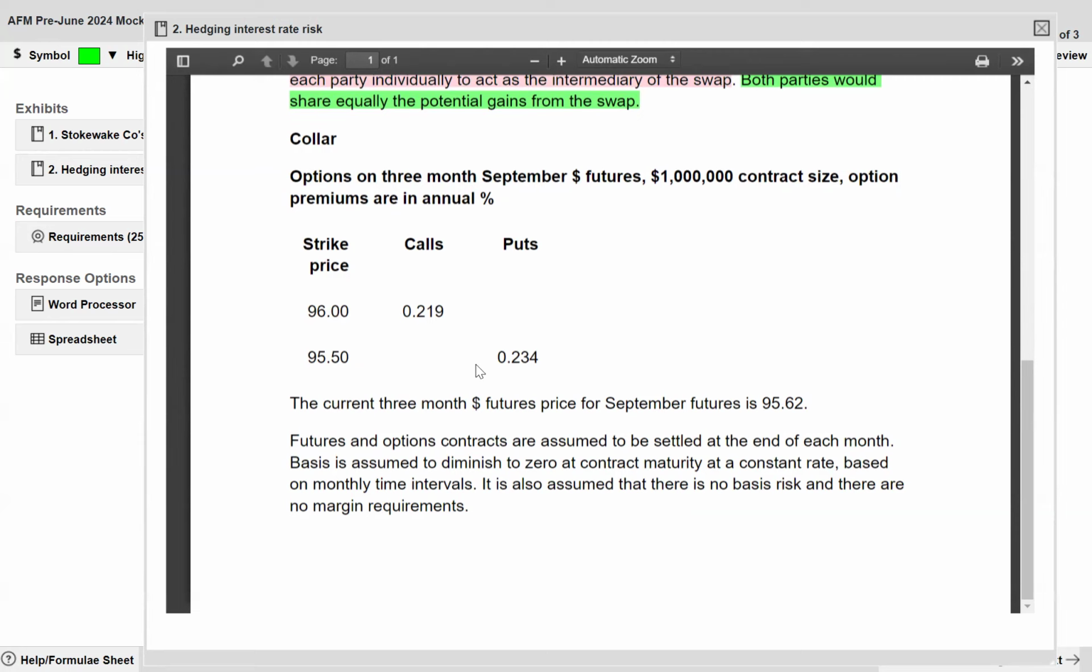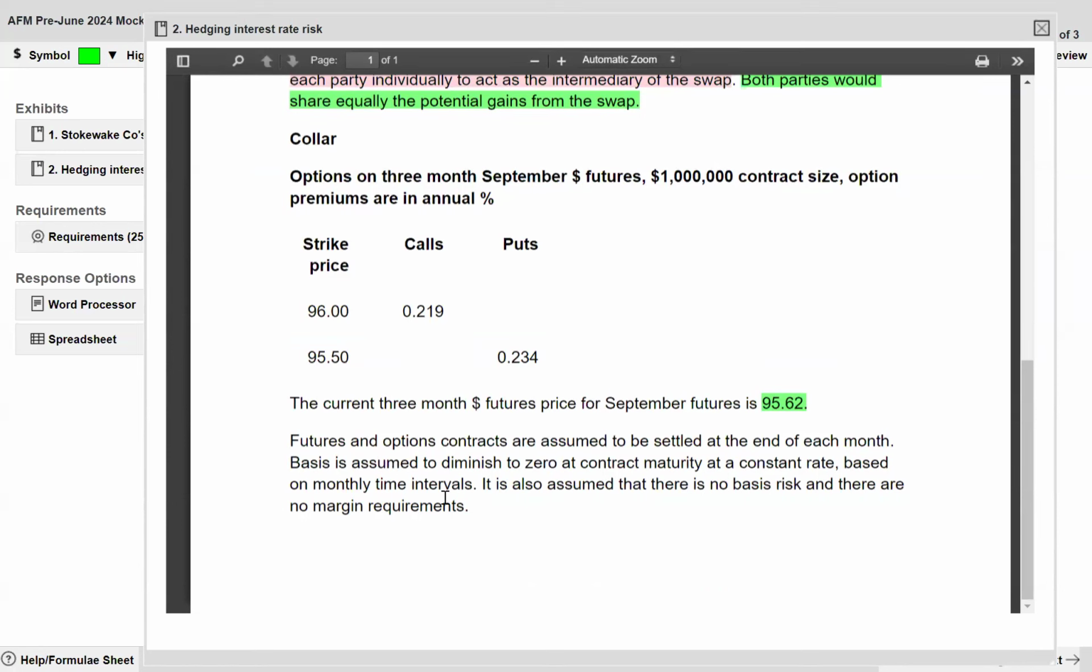In other exams, they have given you calls and puts for both strike prices, and that would mean you have to decide how you're going to deal with that. But here they've simplified it. The current 3-month futures price for September is 95.62. And even this one, they have calculated it for you. So they have been very nice to you in this question.